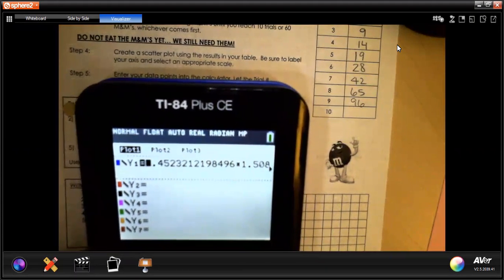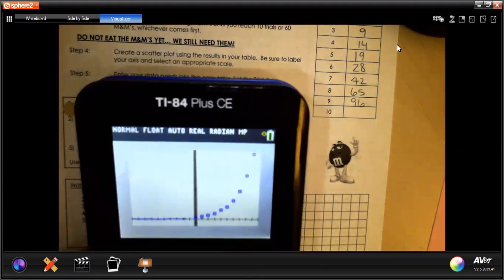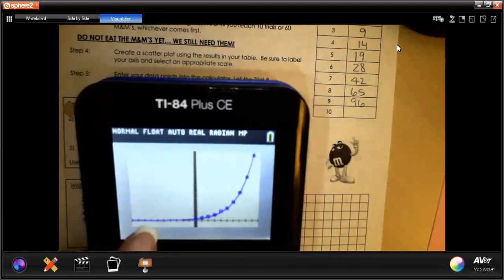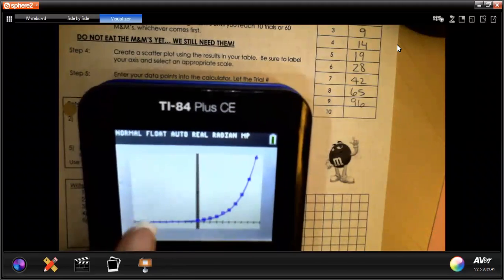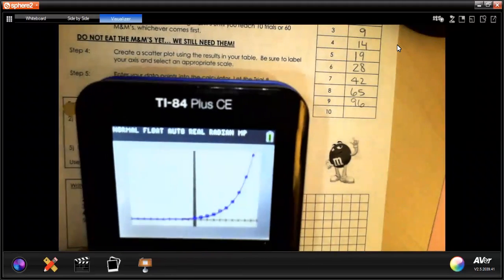If I hit graph now, it is going to graph that equation. And if you look at it, that's an excellent equation the calculator has written there. See, it goes through every single one of those points, and we see that exponential growth. Notice that our graph here is getting close to our x-axis. So it's got an asymptote right there. We'll get to that later as we move on to graphing. But there's our exponential regression equation.